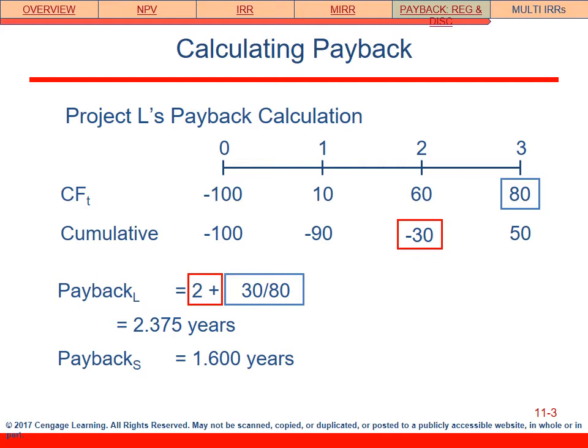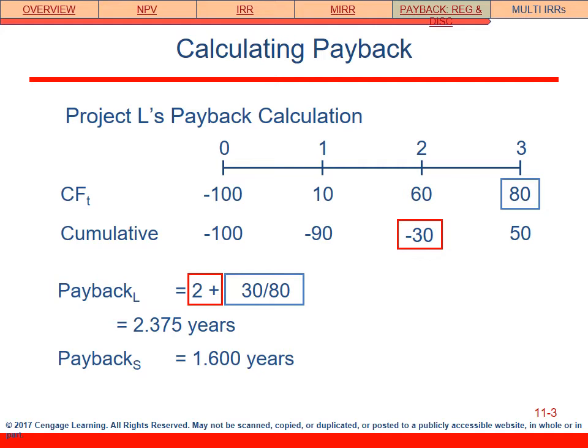So we know that the payback is going to occur sometime between years 2 and 3. So our payback period for Project L is 2 years plus what's left to recover after year 2 divided by year 3's cash inflow. So that's 2.375 years.